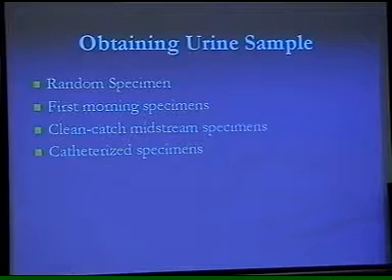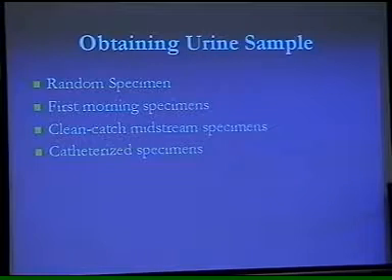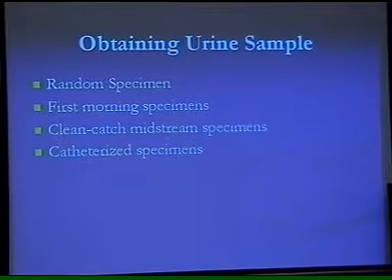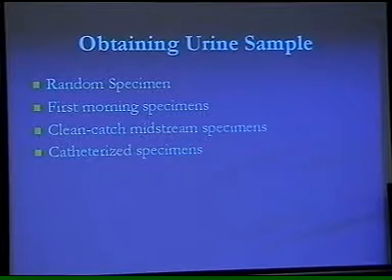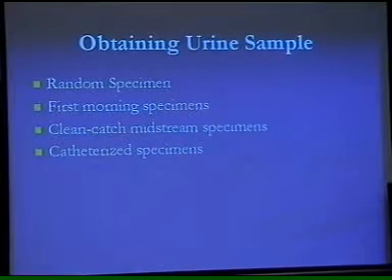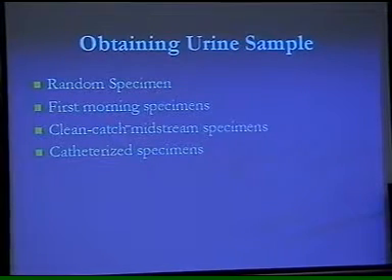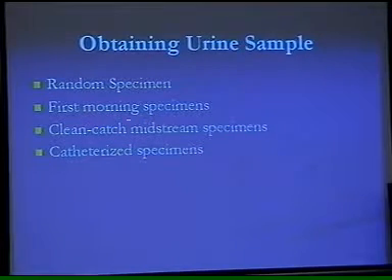The most important part is how to obtain a urine sample, and believe me, the urine sample is not taken according to the way it should be. So there are various methods: random specimen, first morning specimen, clean catch midstream, and a catheterized patient. The random specimen you can take anytime, but the disadvantage is that urine is dilute. So the best specimen, they say, is the first morning specimen, in which overnight the substances, proteins, glucose, get concentrated, and the bacteria also multiply during the night in the bladder. So this is the best specimen.